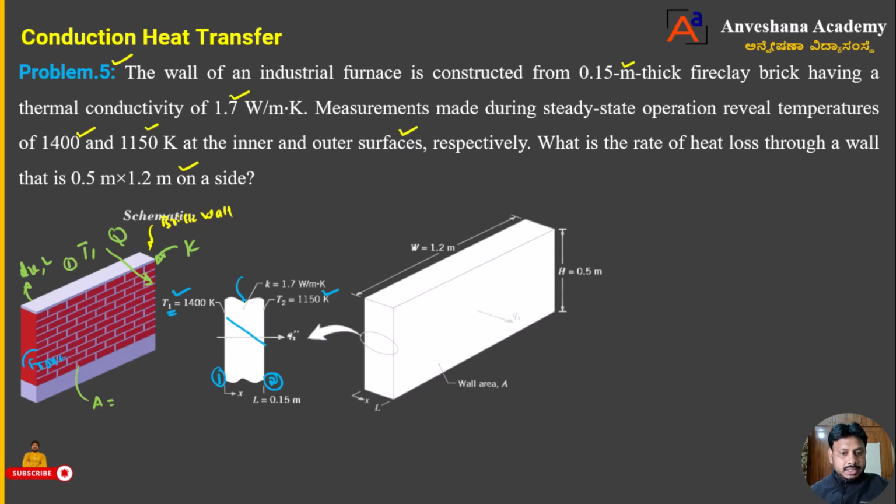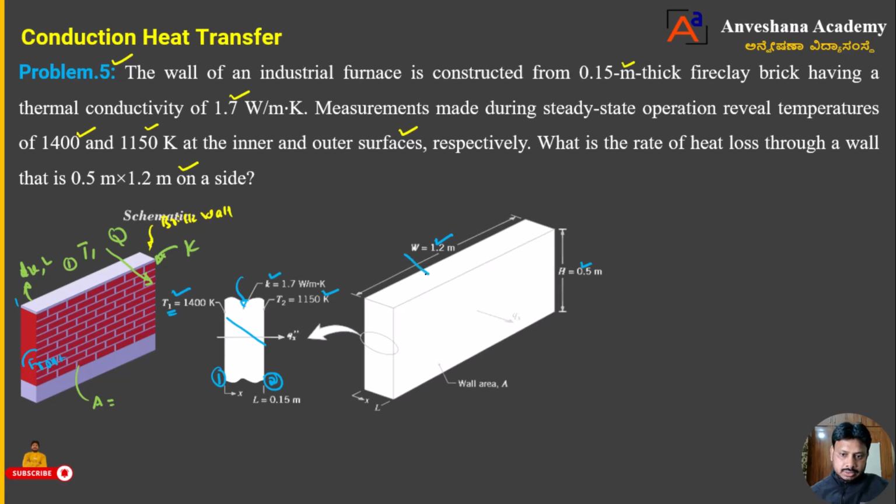T2 is also given, T2 is 1150 Kelvin, dear students. Then the brick wall has some thermal conductivity, represented by K, and the K value is 1.7 watt per meter Kelvin. And for the area, you can see this is the plane, having a width of 1.2 meter and a height of 0.5 meter.